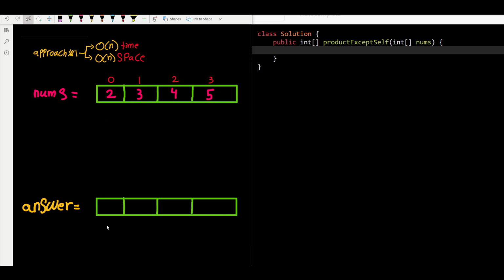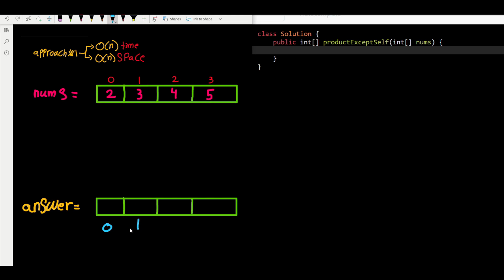So I will start at index 0. Now remember that the answer at index i will hold the product of all the numbers in nums except the number at index i. So when we start at the field at index 0, this will hold the product of the 3, the 4, and the 5, and we are excluding the 2. So if we say, okay, we have the 3 times the 4 times the 5, I cannot see a pattern yet. Let's check the next index. Maybe it will help us more.